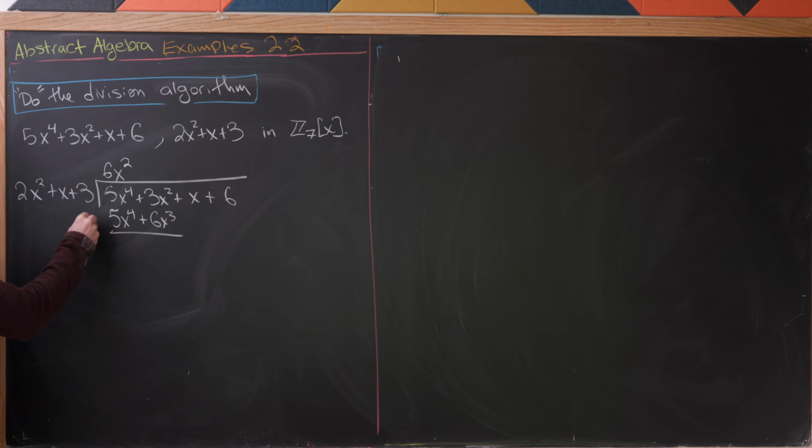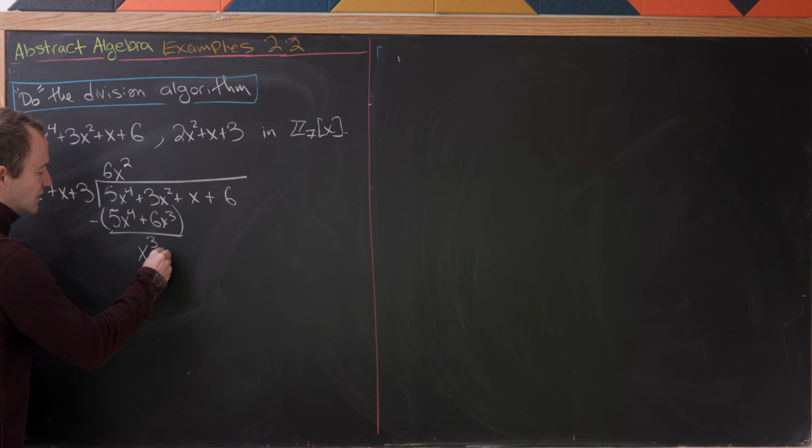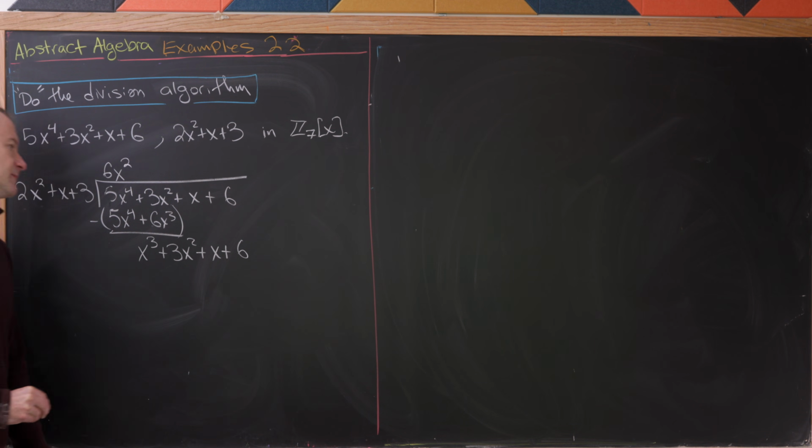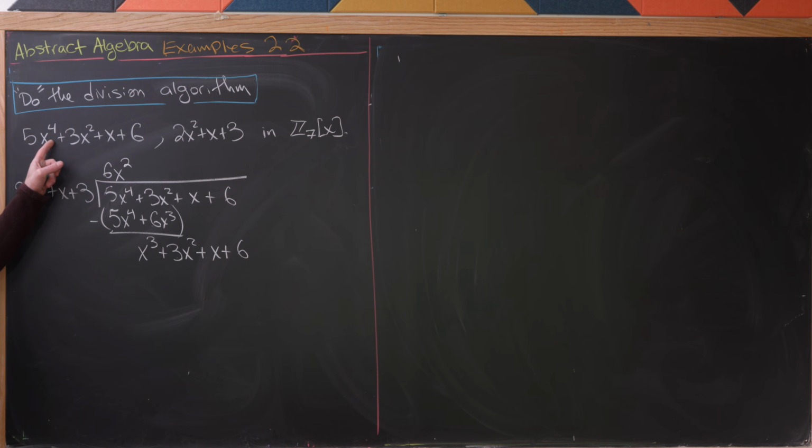Okay, so now let's continue going on. Now we'll group and subtract. The 5's and the 5's cancel and we get negative 6x^3. But negative 6 is the same thing as positive 1. So that gives us x^3 + 3x^2 + x + 6. Notice the thing that we're dividing into didn't have a cubic term, and now we've got a cubic term. Now we need to determine what we need to multiply by 2 to get this coefficient of 1. That will be the inverse of 2 inside of Z7, which is 4, because 2 times 4 is 8, which is 1 inside of Z7.